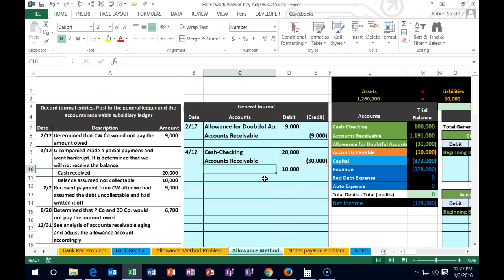So we are then going to see what account we need to put this into. We're not going to get the cash, therefore we're going to debit the allowance.